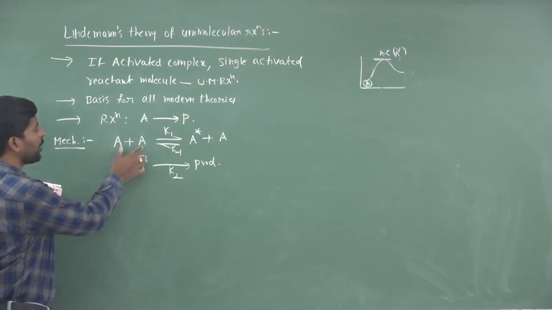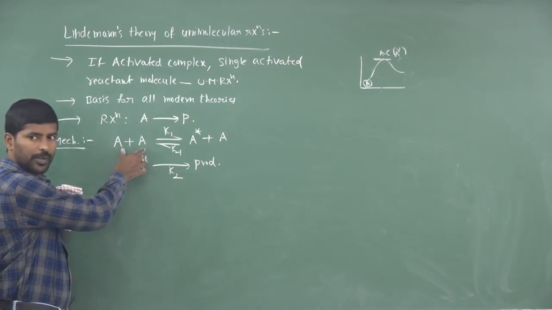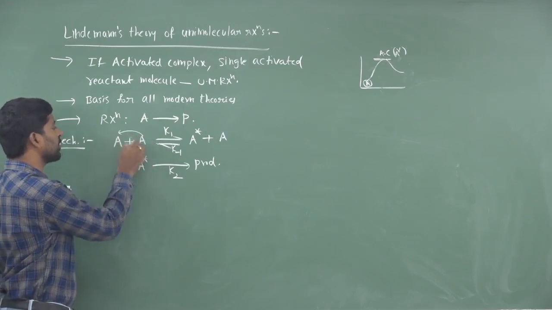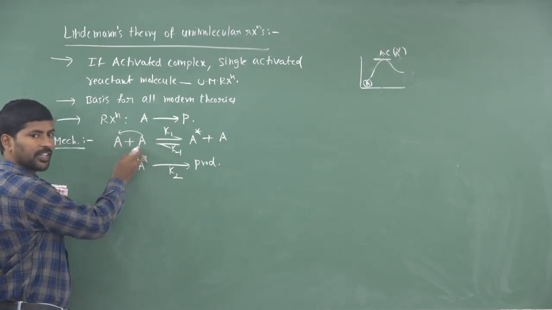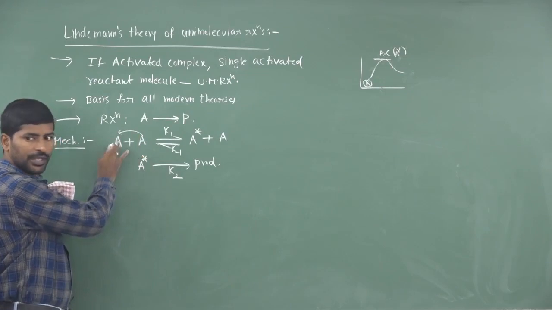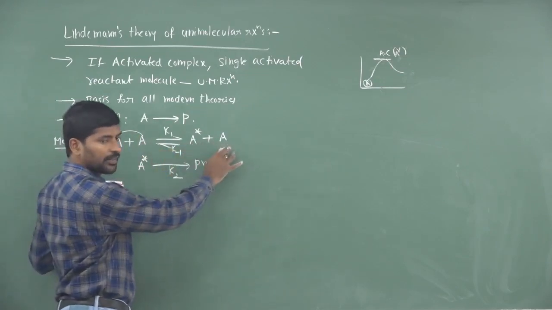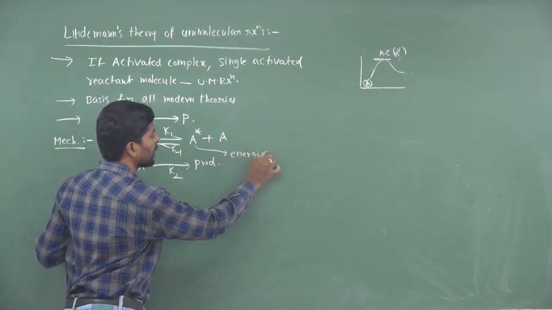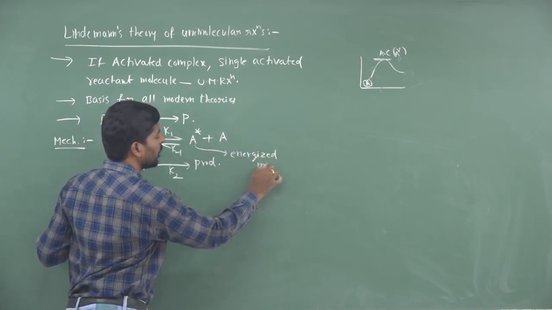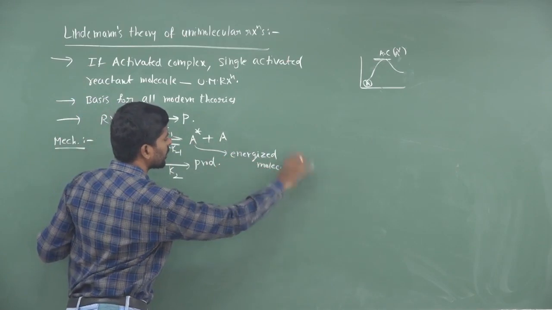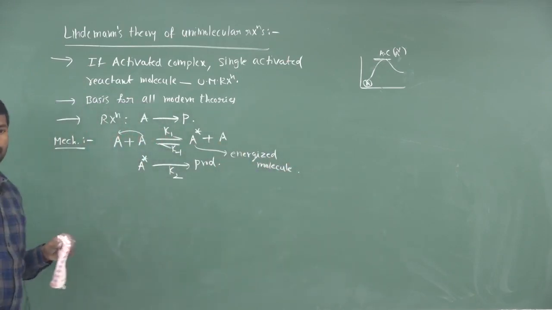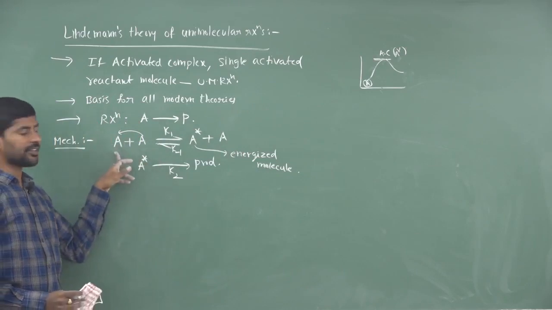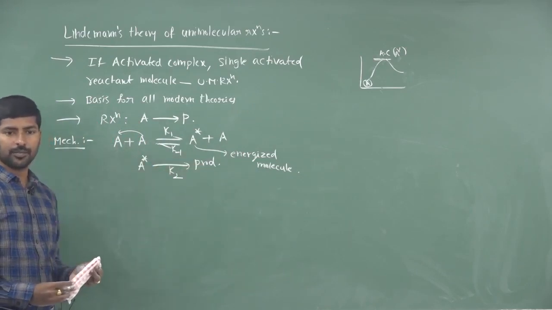Whenever two A molecules undergo collision, exchange of energy takes place. This A molecule may give some energy to the other A. So we get A star plus A. This A star is called an energized molecule, as it gains some energy from the other A.